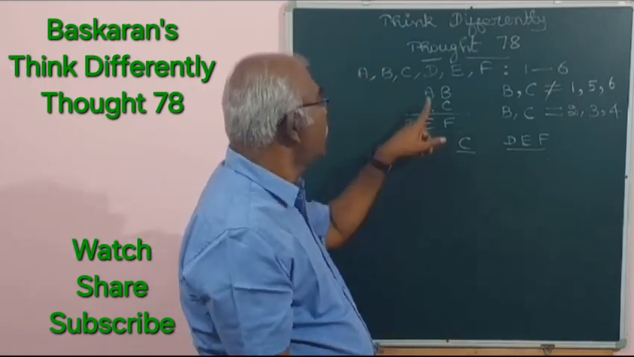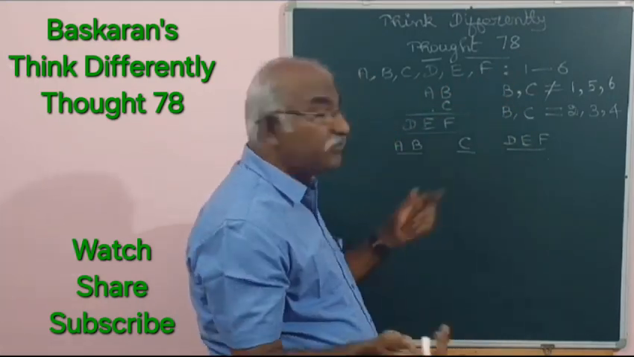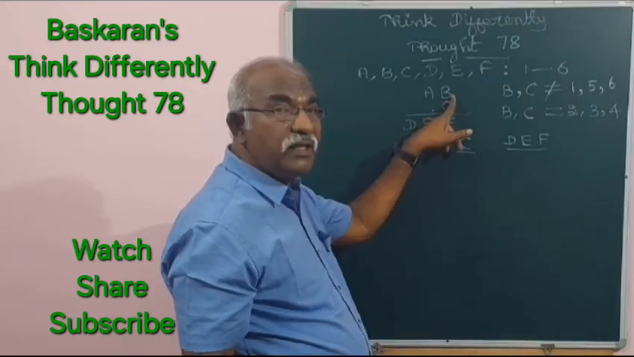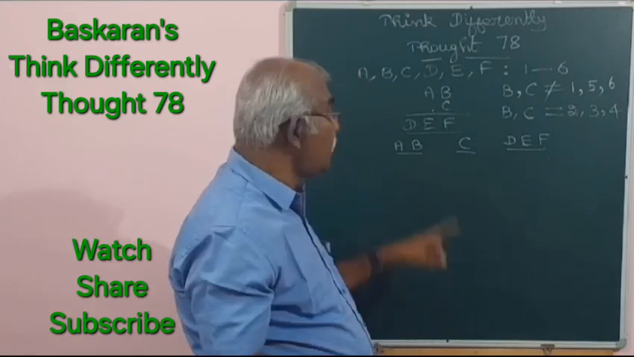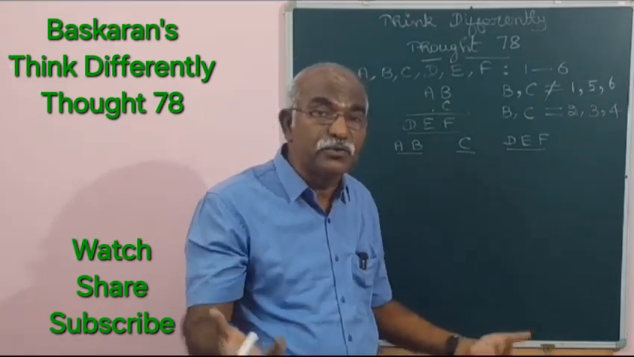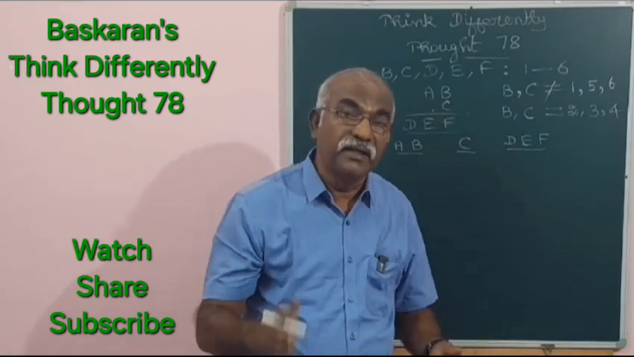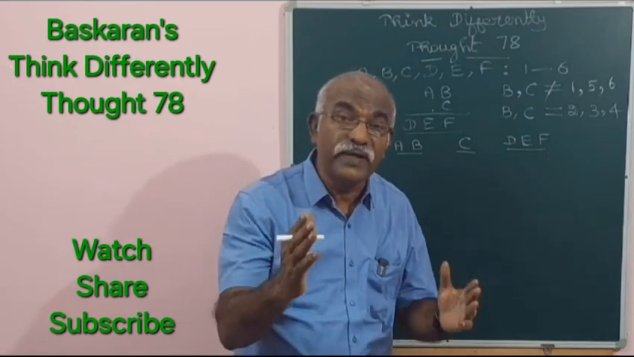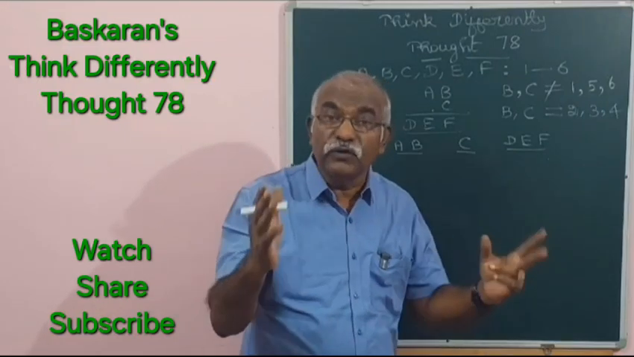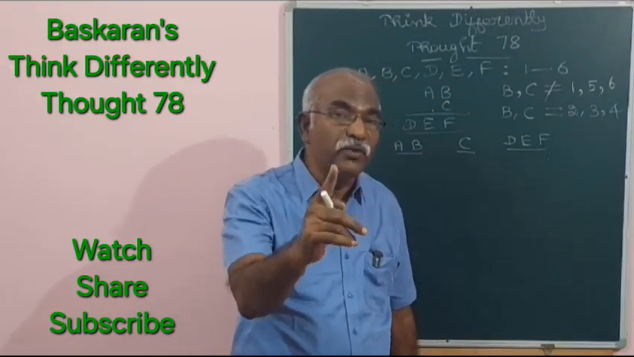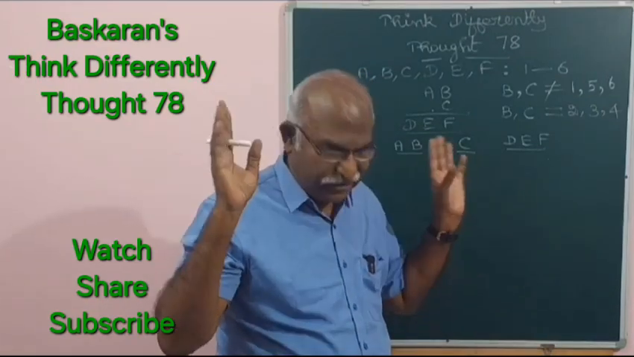At the outset, A can be chosen in 6 different ways from the 6 numbers. After choosing one number for A, we can choose B in 5 different ways and C in 4 different ways. Of course, DEF is a product that we cannot choose to our whims and fancy. So, A, B, C can be chosen in 6 into 5 into 4, which is 120. So, you can choose A, B, C in 120 ways, and of those 120 ways, only one is going to be the correct answer. How to find that correct answer without rubbing anything?